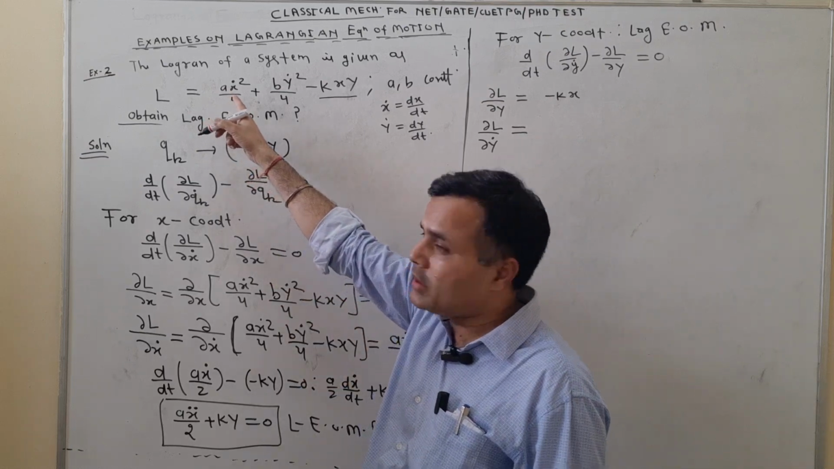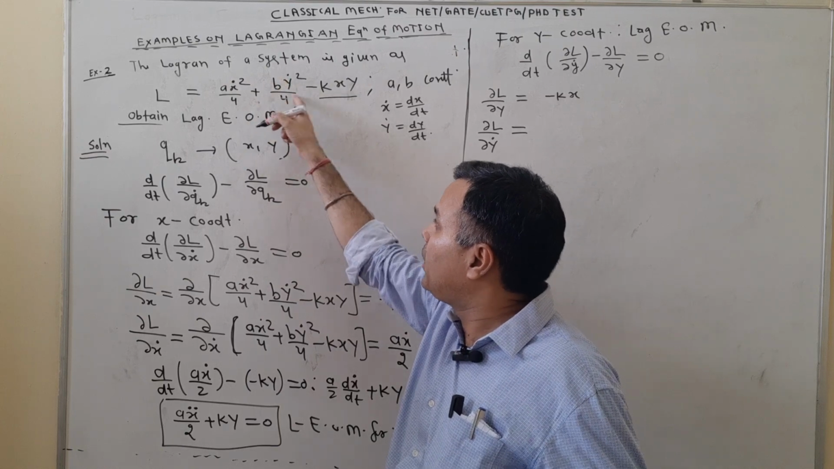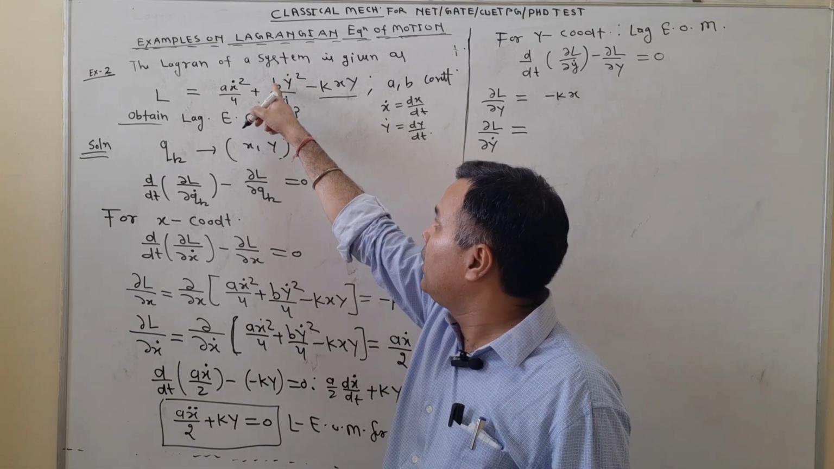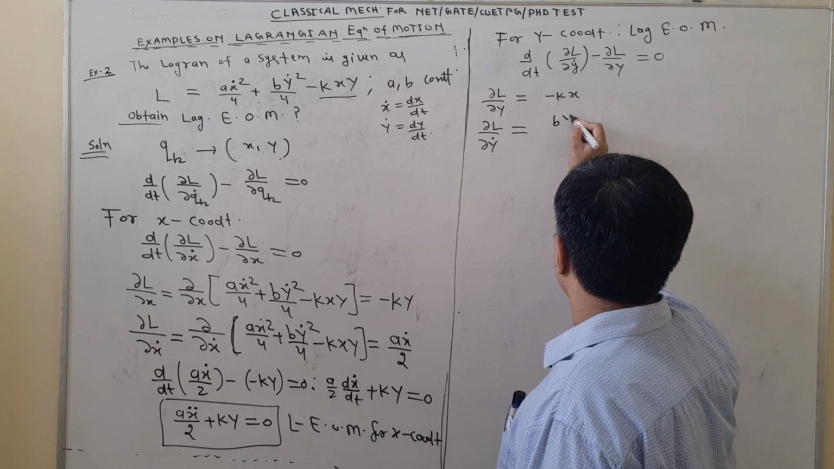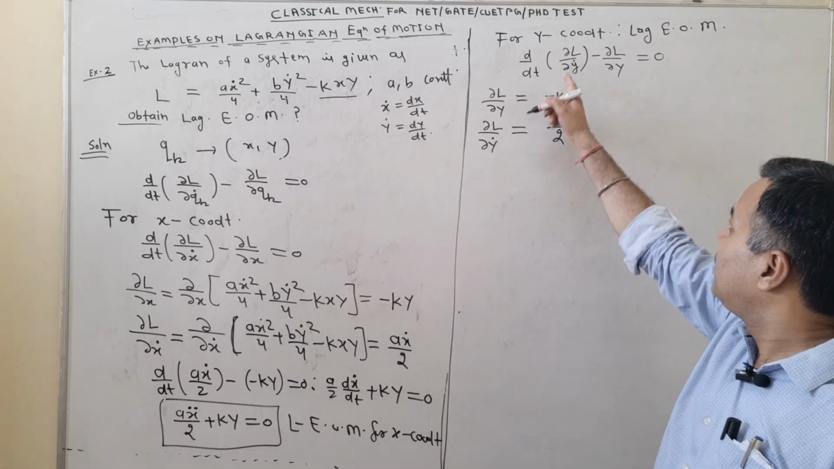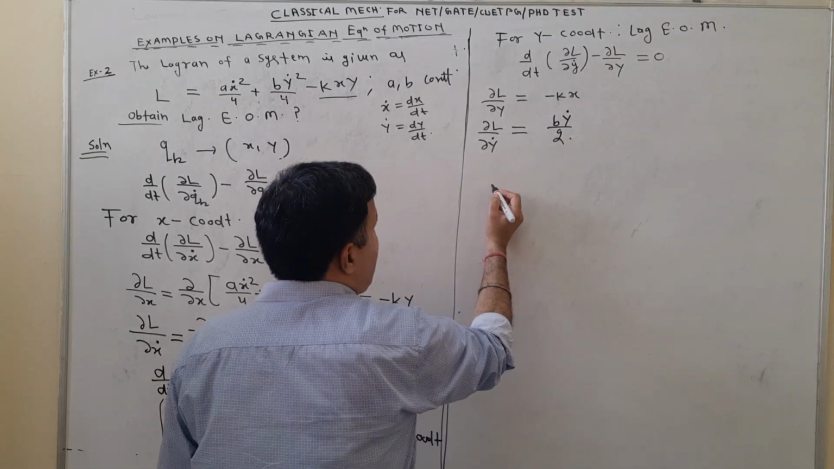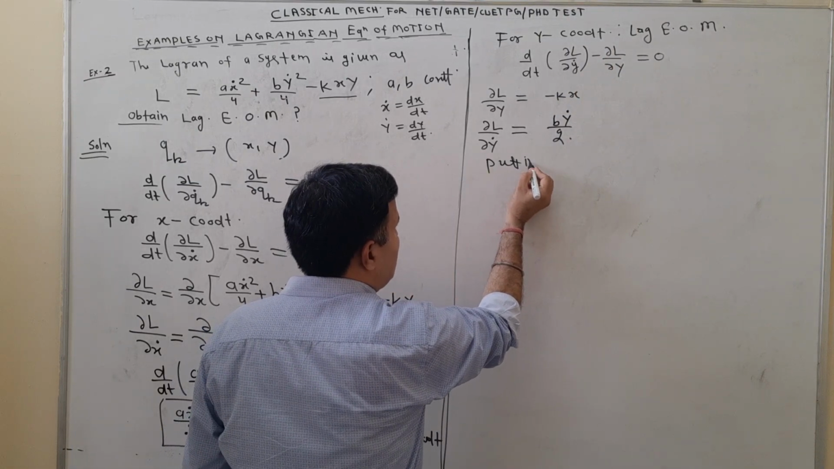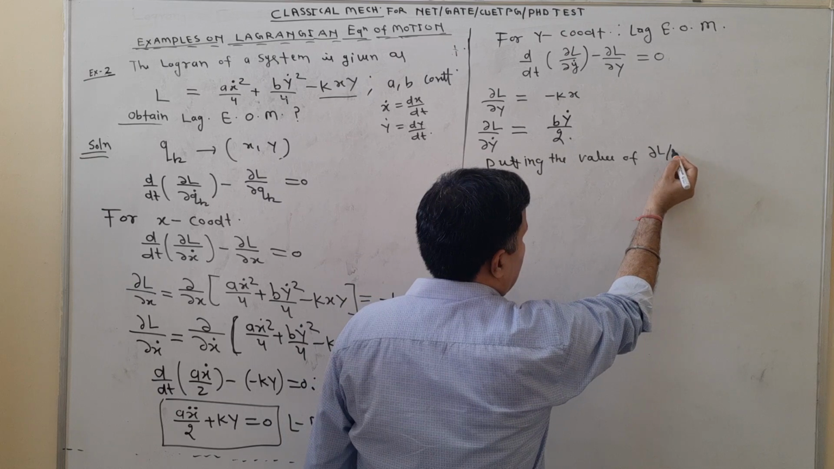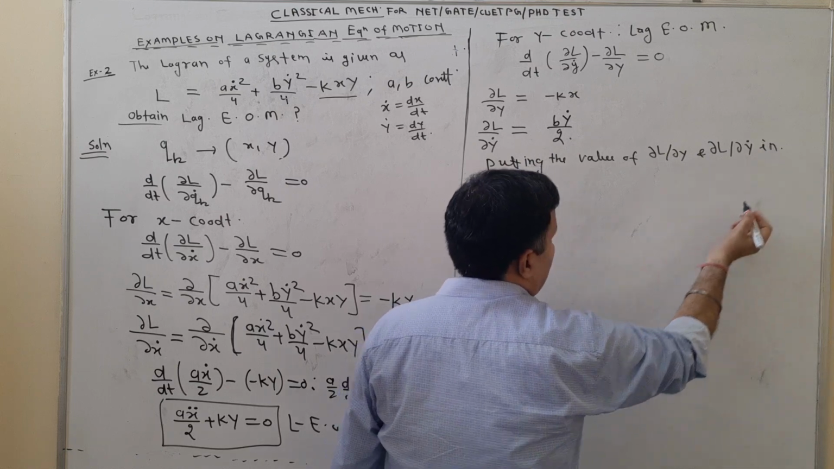Now what is del L upon del y dot? It means differentiating this Lagrangian partially with respect to y dot. We have only one term of y dot, so y dot square gives 2 y dot, and the 2 cancels out. We have simply b y dot by 2. Now putting the values of del L by del y dot and del L by del y in the Lagrangian equation of motion above.